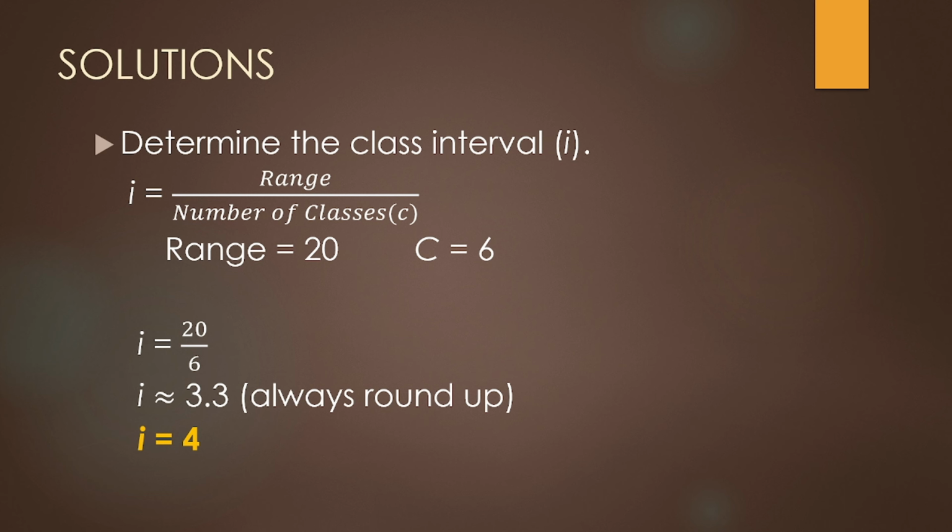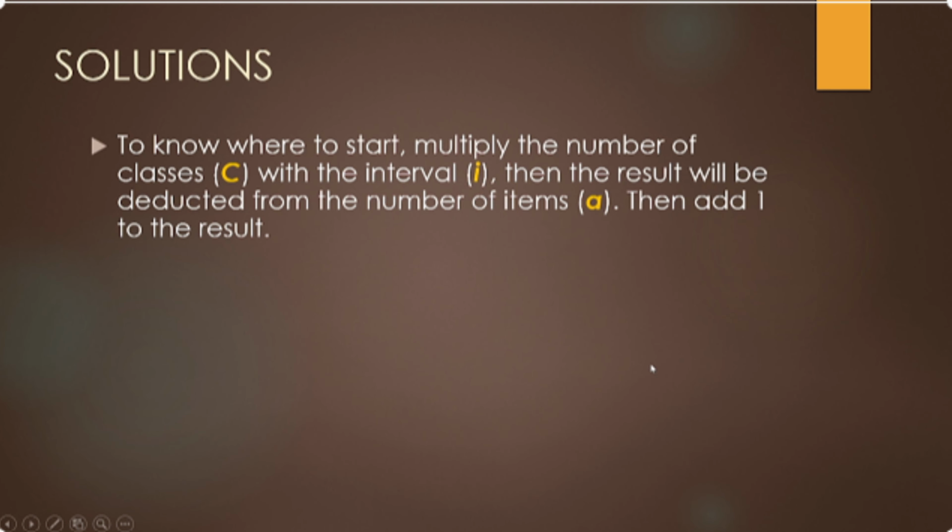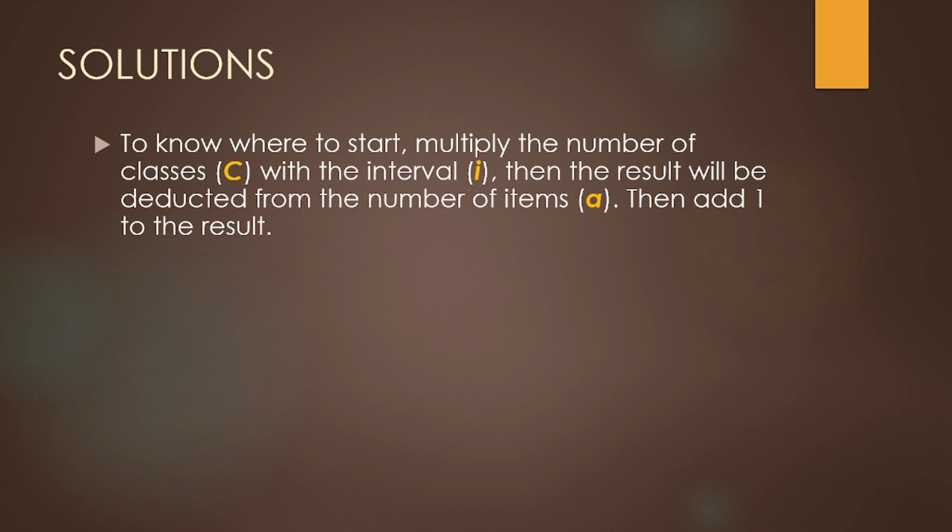Now, let's construct the frequency distribution table. But before that, we have to know where to start. To know where to start, multiply the number of classes C with the interval I. Then the result will be deducted from the number of items A. Then add 1 to the result. I have prepared already a formula for this. The start is equal to 1 plus the quantity A minus the product of C and I.